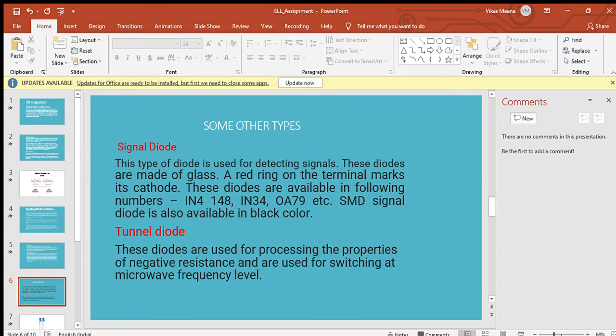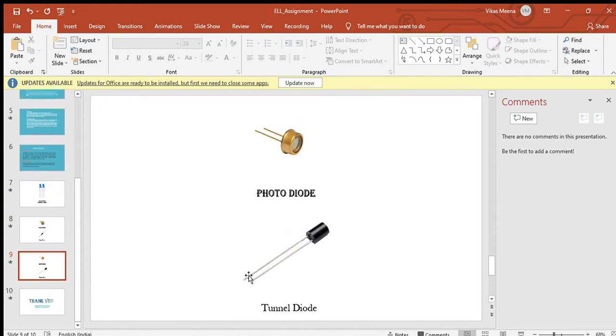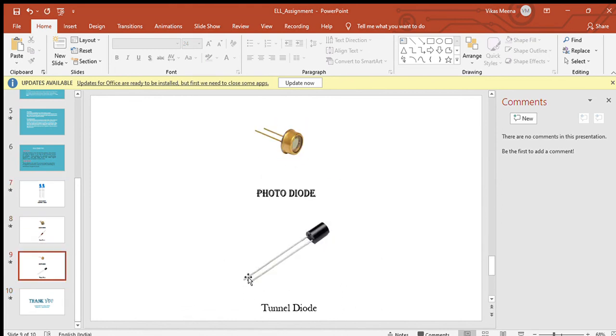There are some other types of diodes like the signal diode. They are used for signal detecting and are made of glass. Then there are tunnel diodes, which are used to exploit the properties of negative resistance and to make a switch at microwave frequency level. So now these are their diagrams. Technically, these are represented by these diagrams.